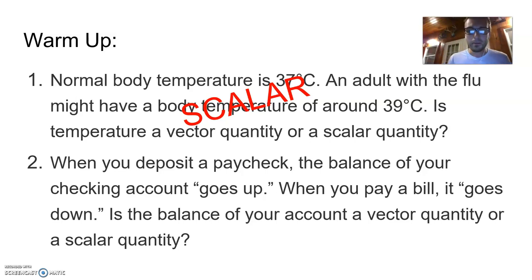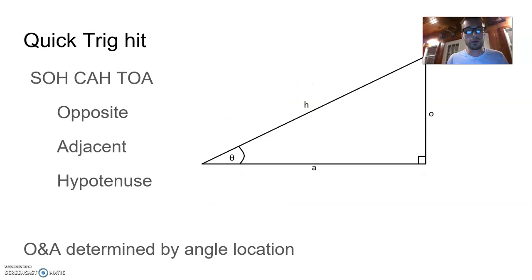It's a scalar. What about if you take your paycheck and deposit it into your bank account? If your bank account goes up and then goes down, that can be positive or negative. That means it's either going up or going down. That would be a vector. So just a quick reminder of the difference between vectors and scalars.